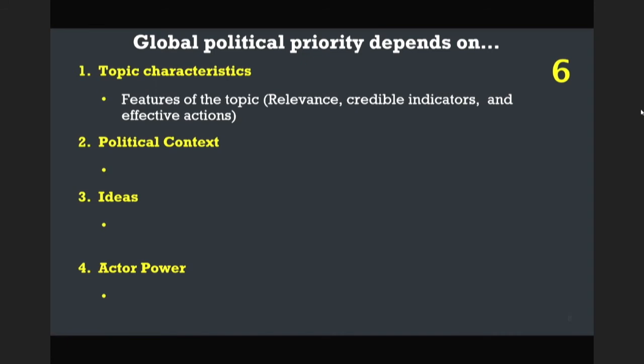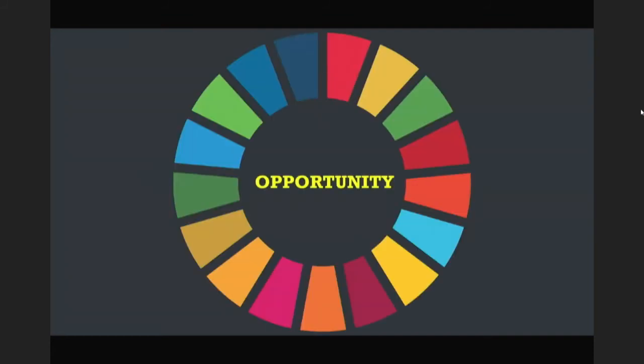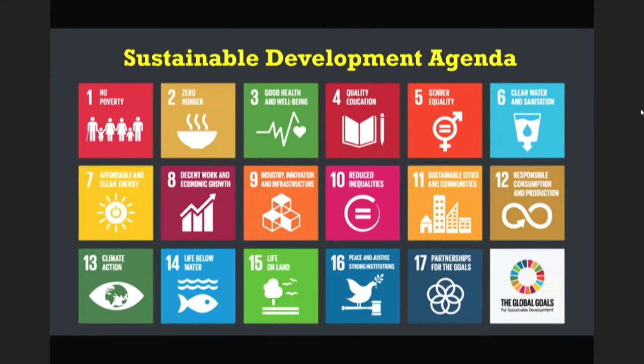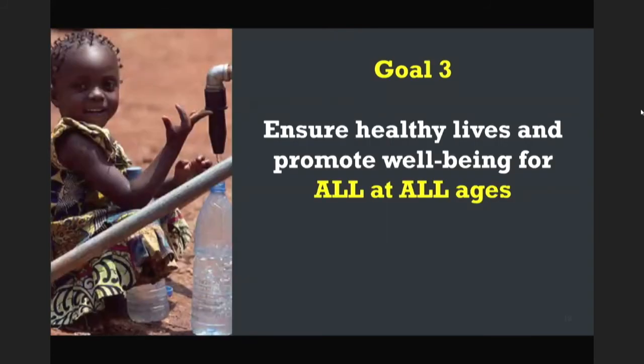In terms of the political context, the question that we need to answer is: do we have policy windows and windows of opportunity that allow us to advance in this area, to make disability inclusion a political priority? And of course we have those. We have been hearing them throughout the morning. There is the Sustainable Development Agenda. We have Goal 3, which talks about ensuring healthy lives and promoting well-being for all at all ages, of course including persons with disabilities. And it is a framework that we will continue using to move this agenda forward.